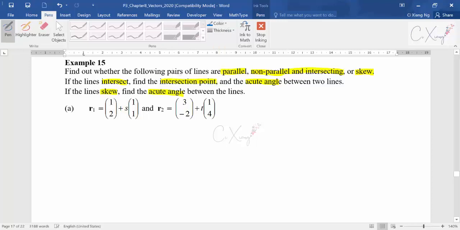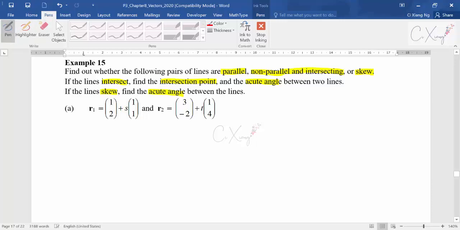Okay, so part A, very obvious, you see that this is a two-dimensional case, right? So you can assume that this is A plus SP, up to you, it is A plus SP or A plus TP or whatsoever. You just need to make sure that you know the (1, 1) and also the (1, 4) will be your direction of the line. Then (1, 2) and also (3, -2), these two are the passing points of the line. Okay, so we will start and investigate what's the relationship between this pair of lines.